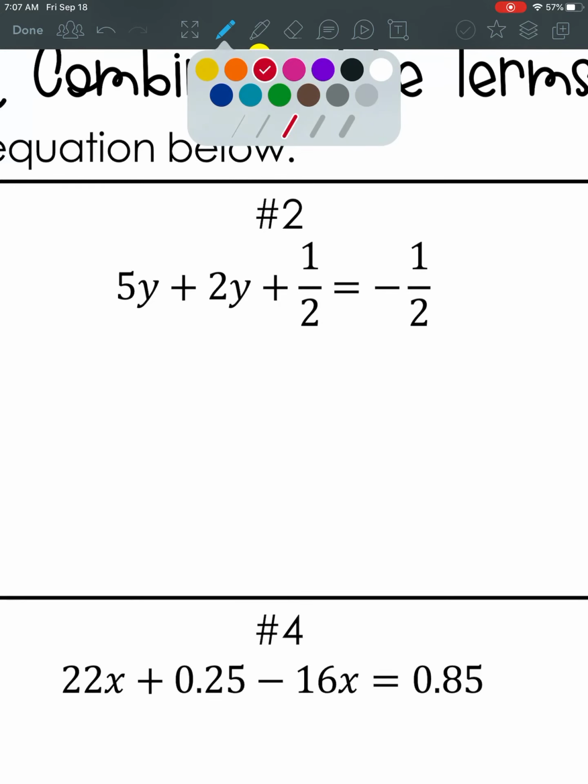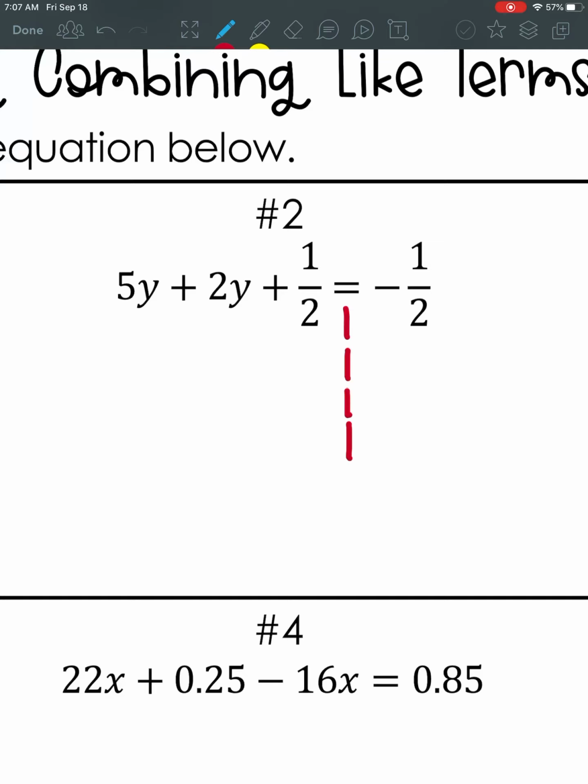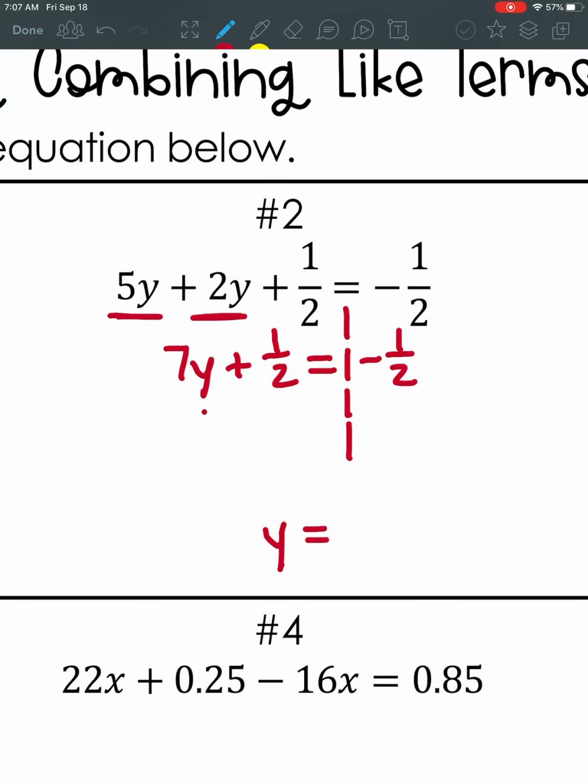Okay, I'm going to do this one with fractions. Don't let the fractions intimidate you. The process does not change, and we just work with fractions. So we have y's on the left side, so we can combine those to 7y plus 1/2 equals negative 1/2. Okay, our goal is still to get y by itself, and we have two numbers we need to get rid of, the 7 and the 1/2. So we get rid of the constant first, the positive 1/2, so we subtract 1/2. And that's how the 1/2 goes away.